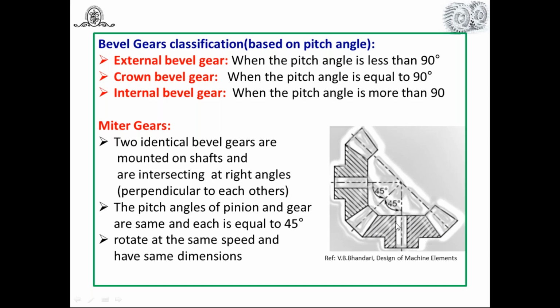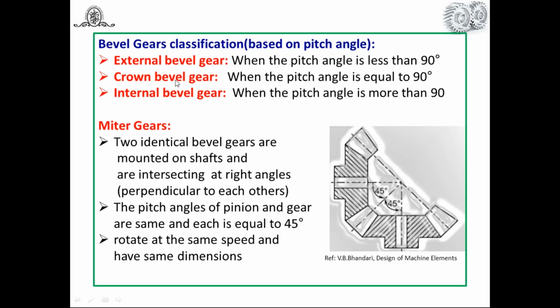Look at this. This is the axis of the pinion and this is the pitch line. An angle made by this pitch line with the axis is 45 degrees, and this angle I am going to define as the pitch angle. Pitch angle means the angle made by this pitch line with the axis. Based on that, again, bevel gears are classified.